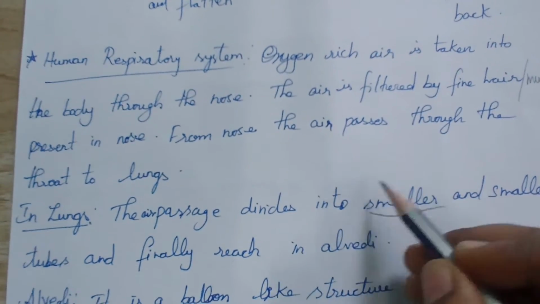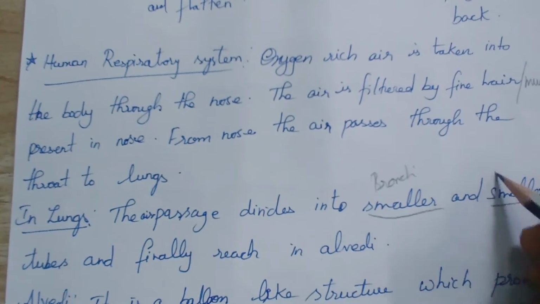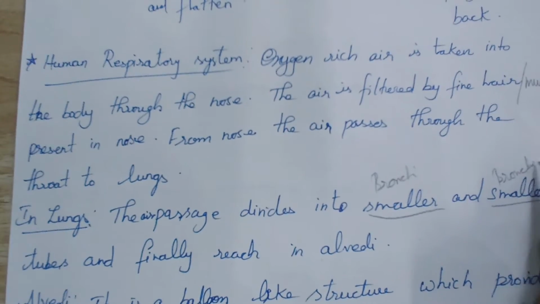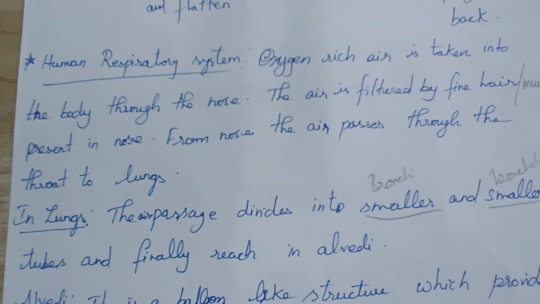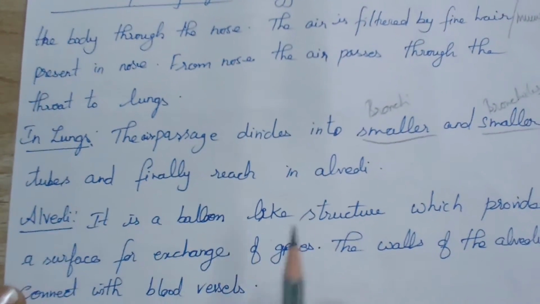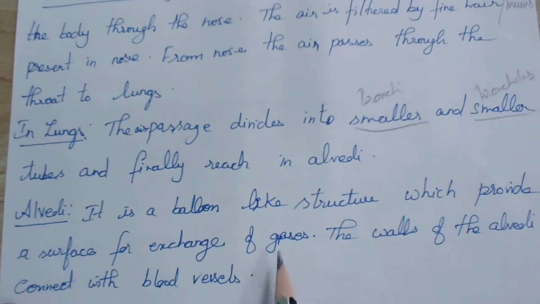The smaller one is your bronchi, and these smaller tubes are your bronchioles, and finally they reach the alveoli. That is a bag-like structure. Okay, so what is happening in the alveoli? It is a balloon-like structure which provides a surface for exchange of gases. The walls of the alveoli connect with the blood vessels. From the blood vessels, the oxygen is carried to all parts of the body, and respiration is taking place.